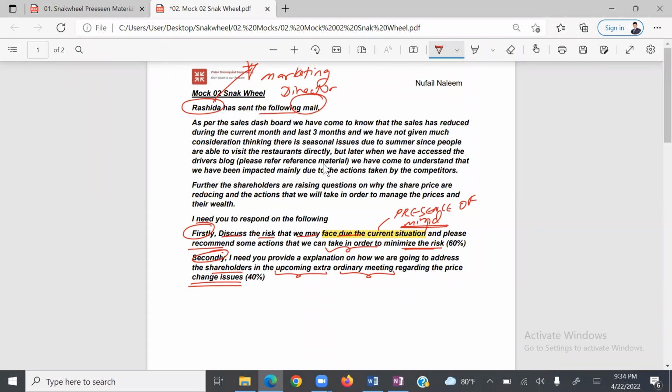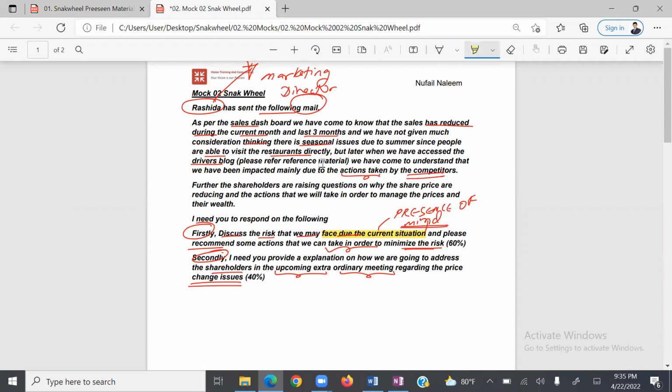As per the sales dashboard, we have come to know that the sales have reduced during the current month and the last 3 months. We had not given much consideration, thinking there is a seasonal issue due to summer, since people are able to visit the restaurant directly. But later, when you have accessed the driver's blog, please refer to the reference material. We have come to understand that we have been impacted mainly due to the actions taken by the competitors.